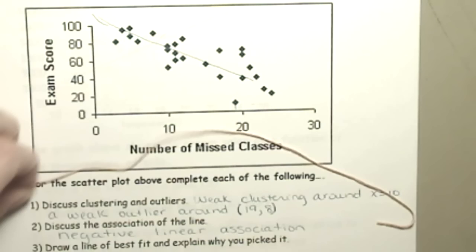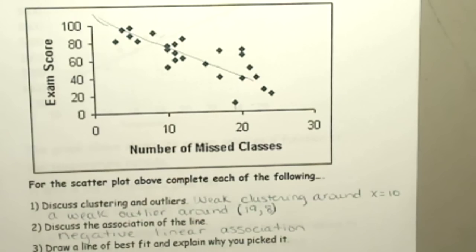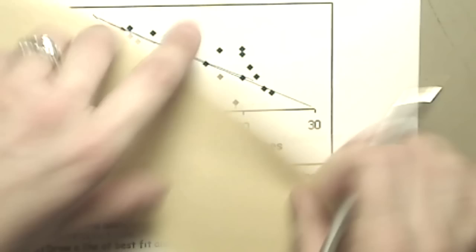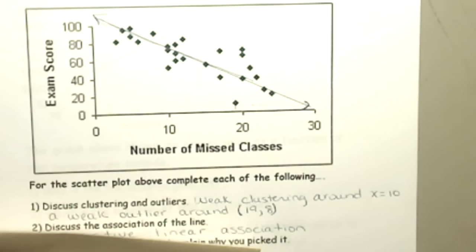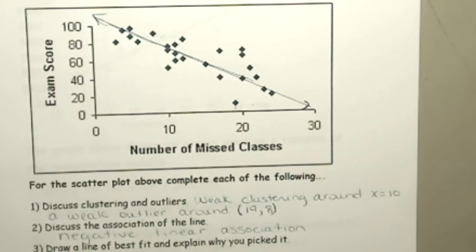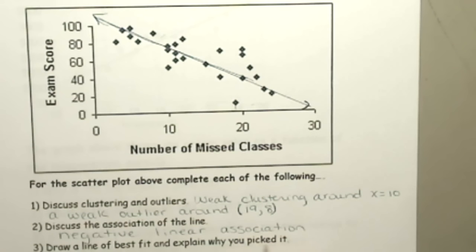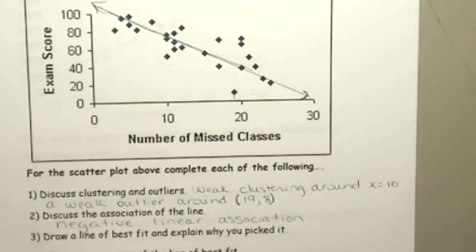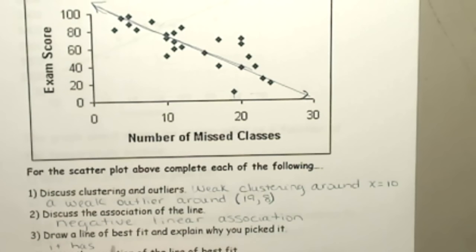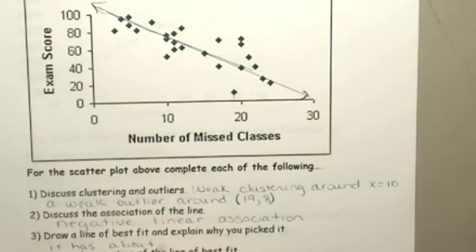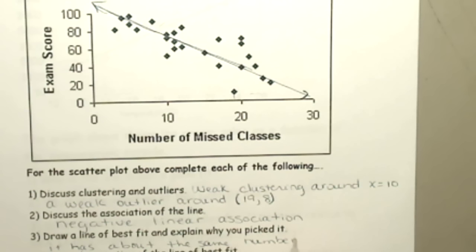I don't have one of my nice see-through rulers, so in a pinch, now that I know where I'm going, I'm going to use the side of a sheet of paper to approximate my line of best fit. So we drew the line of best fit. Why did we pick it? It has about the same number of points on each side.